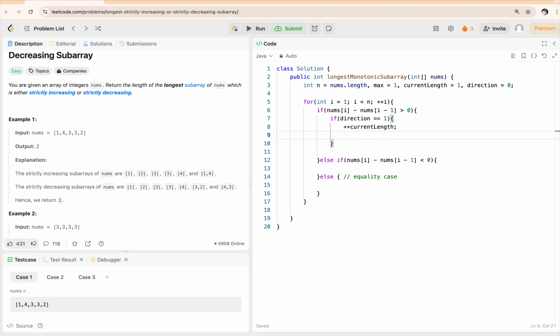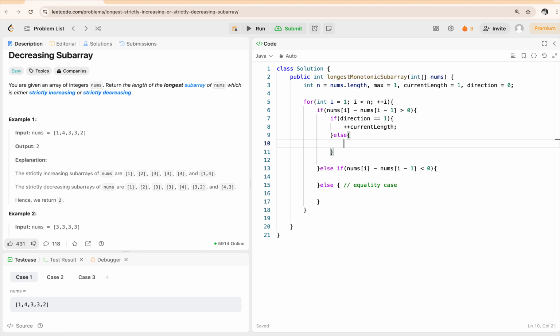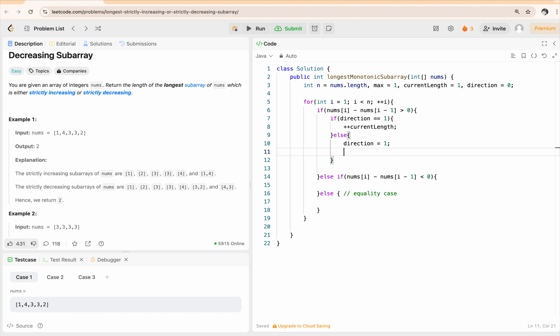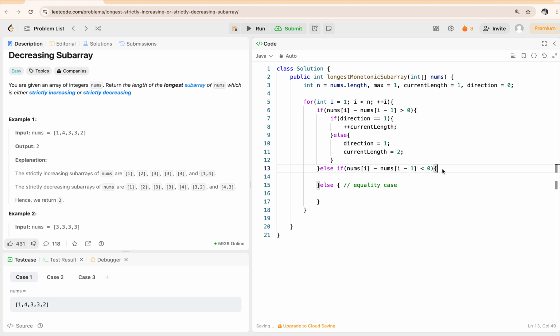Otherwise, if the previous number was nums[i-2] and nums[i-1] was lesser, then in that case we have to change the direction, because nums[i] is greater than nums[i-1]. So we make the direction equal to 1, and current length equal to 2. Okay, perfect.